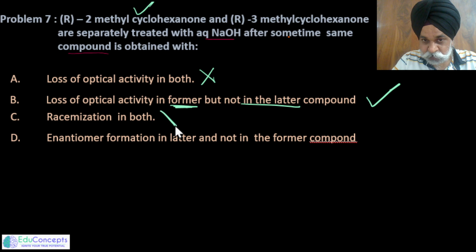Racemization in both? No, racemization would happen in the first case, because in that case an enantiomer has been formed. So enantiomer formation in the latter, this is wrong. It is to be read in the reverse way. So the best out of the four options is the B option.